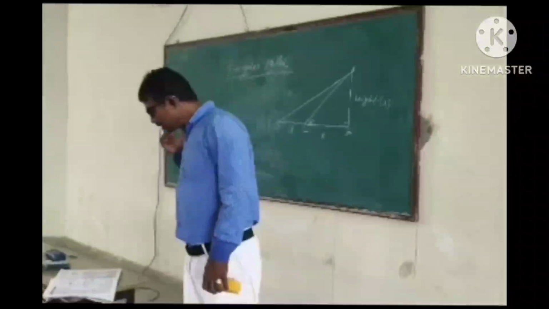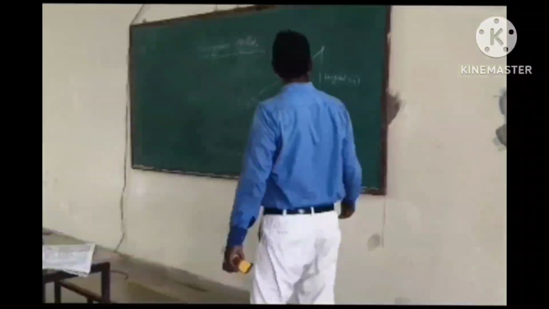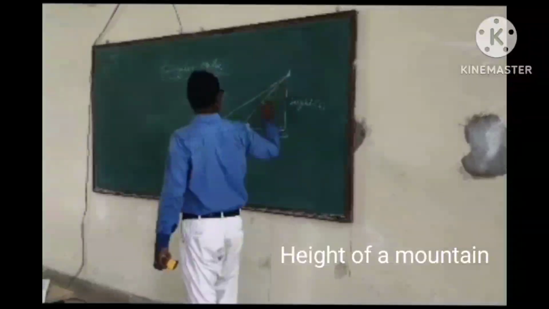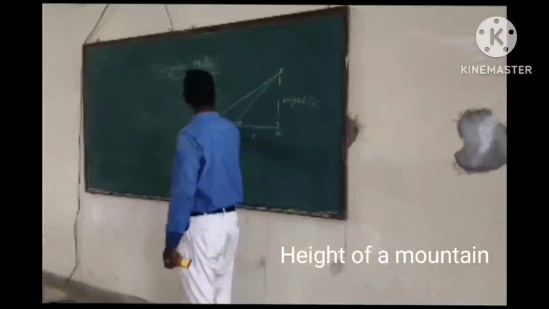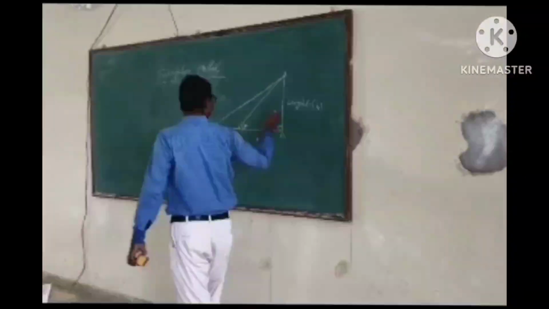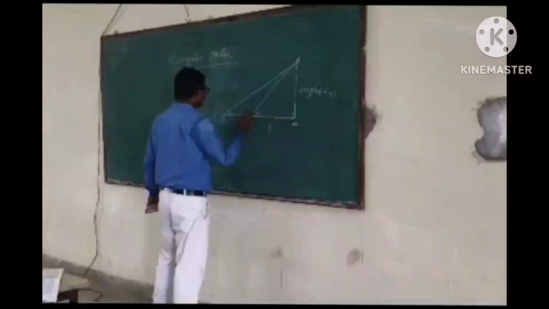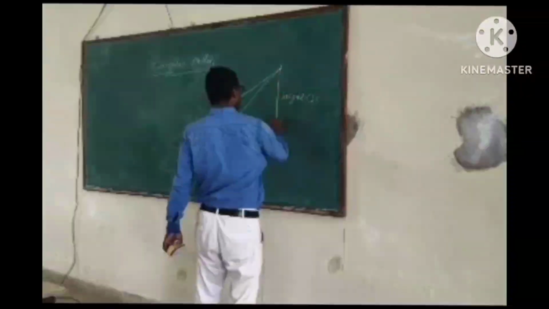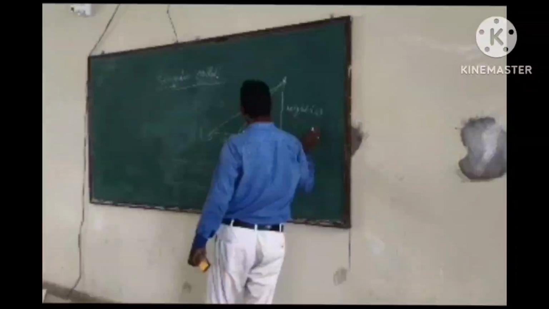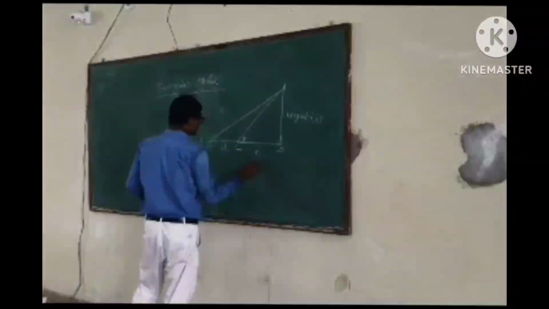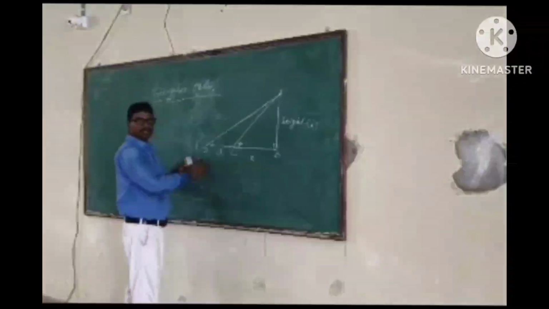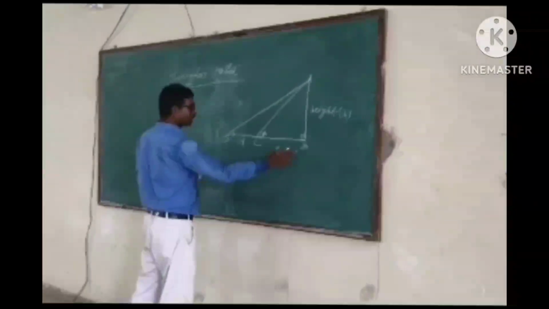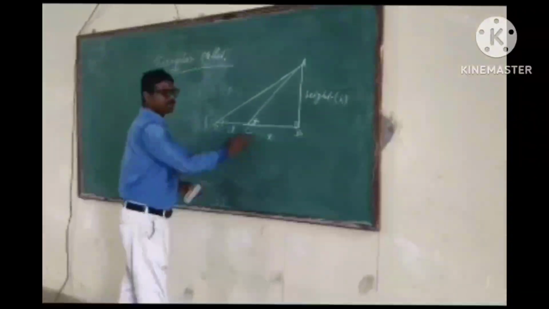What do you get? There are two triangles: one is ABC, another is ABD. Here AB is equal to the height H, BC is equal to X, CD is equal to D. But BD is equal to how much? BD is equal to BC plus CD, that is X plus D.